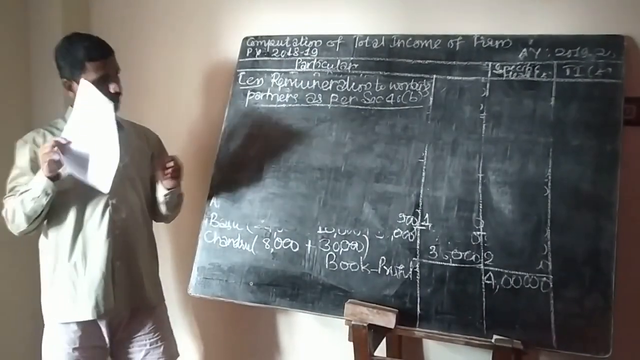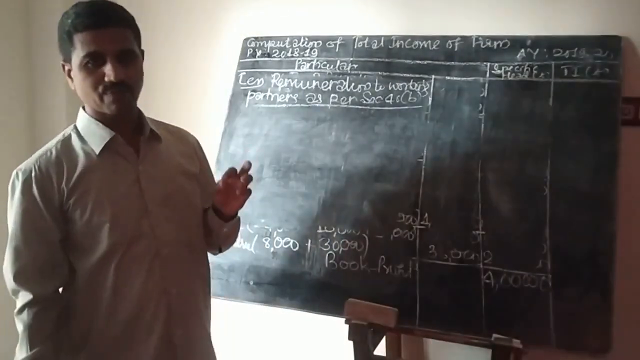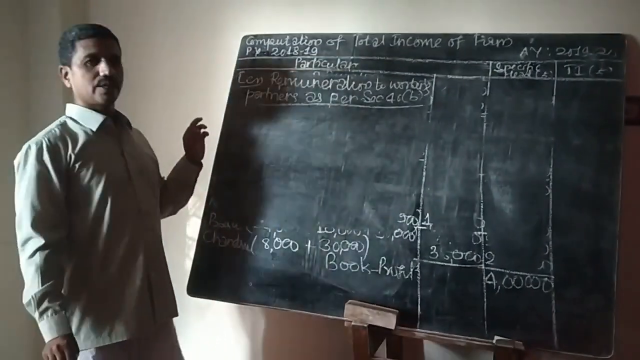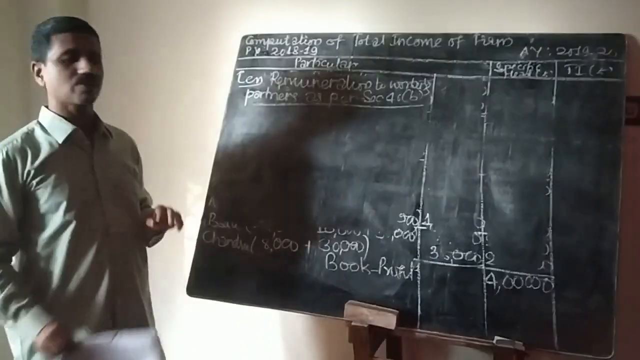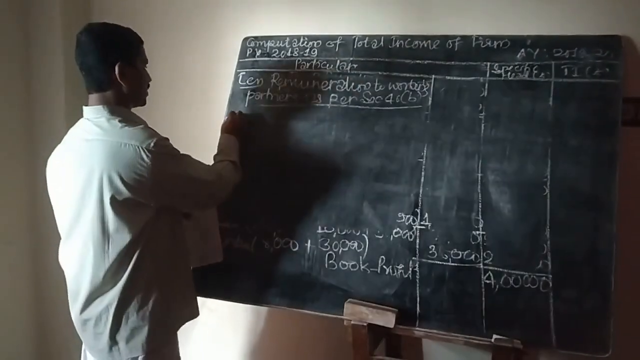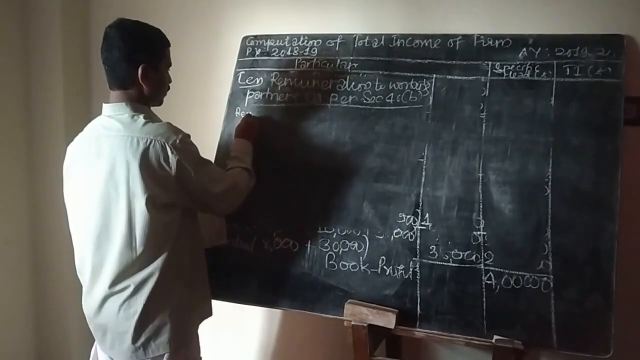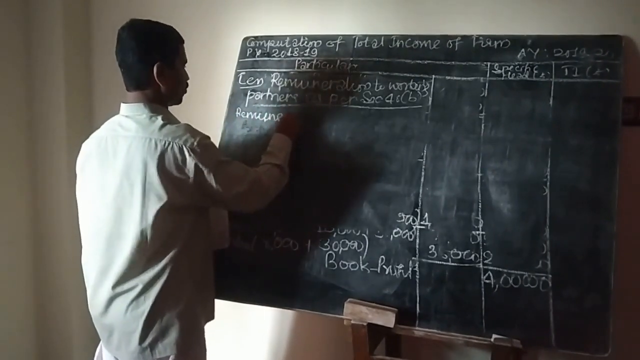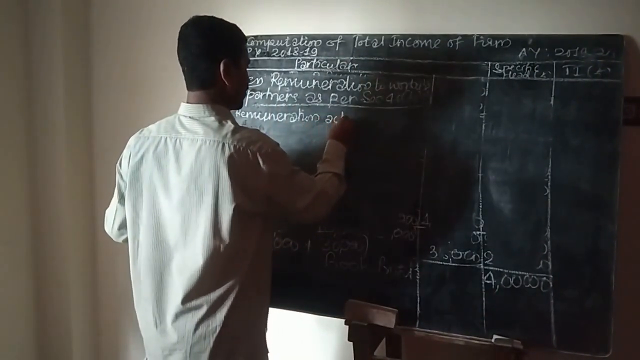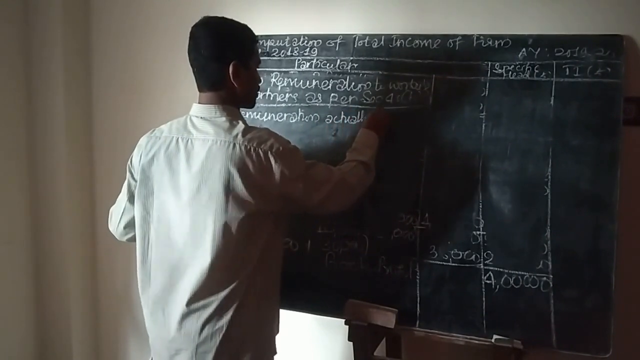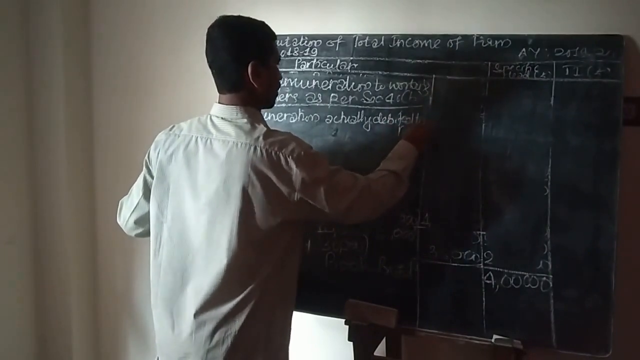Section 40B says 90% of book profit or rupees 1,50,000, whichever is more. Then if the book profit exceeds rupees 3 lakhs, the next is 60% of the balance of the book profit. First we shall take the actual remuneration to working partners, the remuneration actually debited to the P&L account.